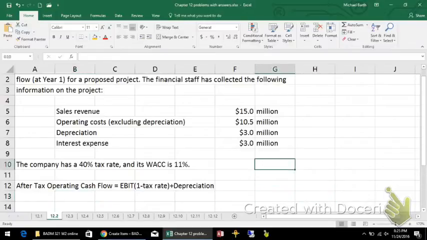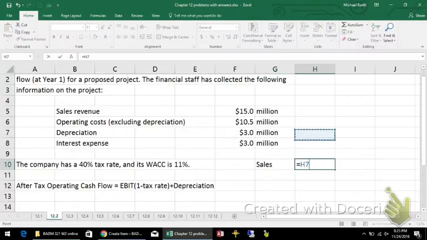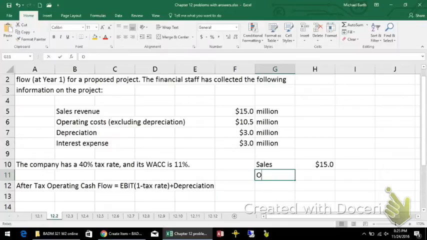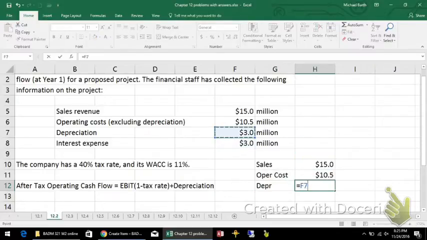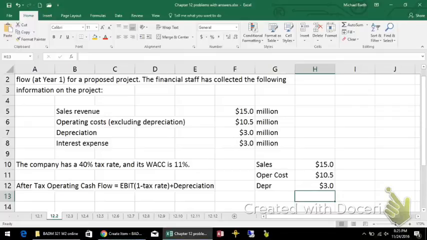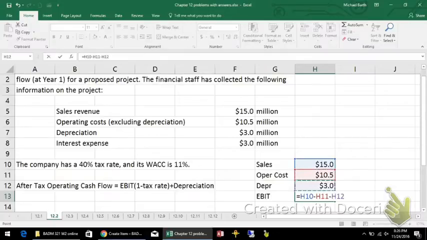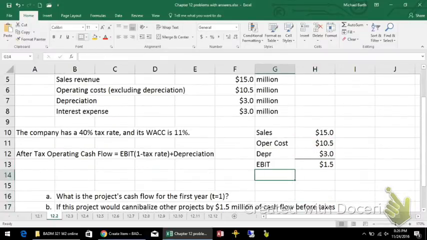All right, so if I'm going to put together an abbreviated income statement here: sales 15, operating costs 10.5, depreciation 3, and that'll give me the EBIT. Taxes at 40%.